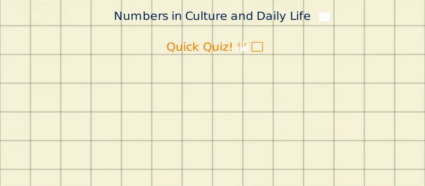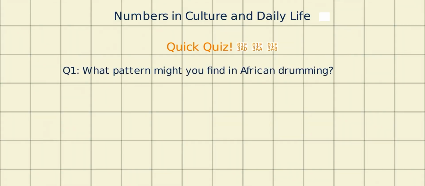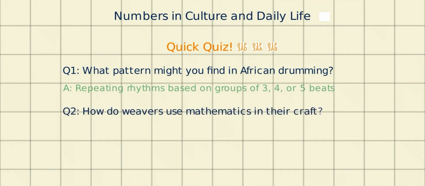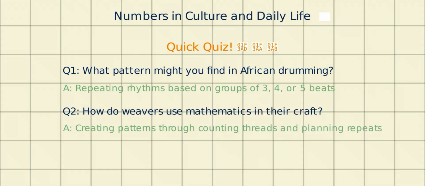Let's test your understanding with a quick quiz. Question 1. What pattern might you find in African drumming? The answer is repeating rhythms based on groups of 3, 4, or 5 beats. Question 2. How do weavers use mathematics in their craft? The answer is creating patterns through counting threads and planning repeats.